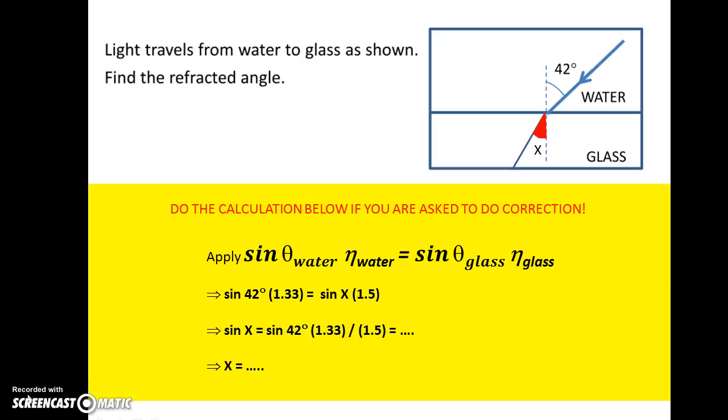In this question, there's no layer of air, there's only water and glass, and still you can find the refracted angle x by using the equation like this. The product of the refractive index of the layer and the sine value of the angle in the layer would be a constant. For those who are doing corrections, don't forget to use your calculator to find the value of the refracted angle x.